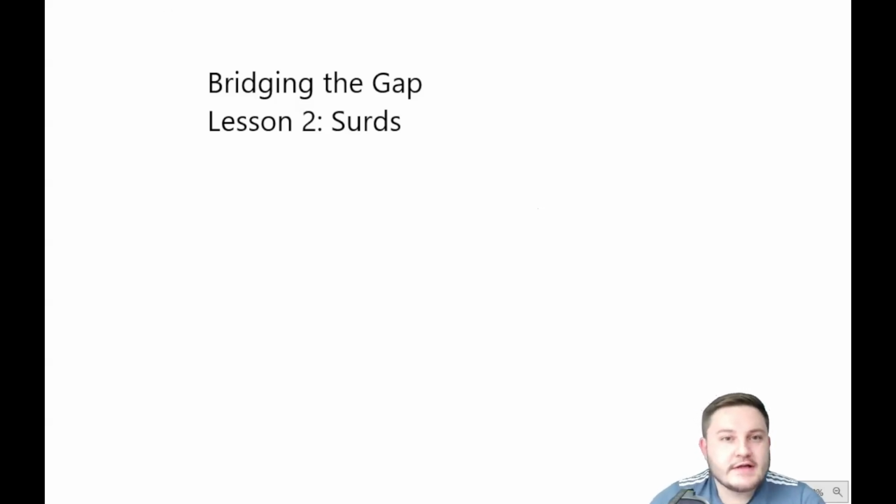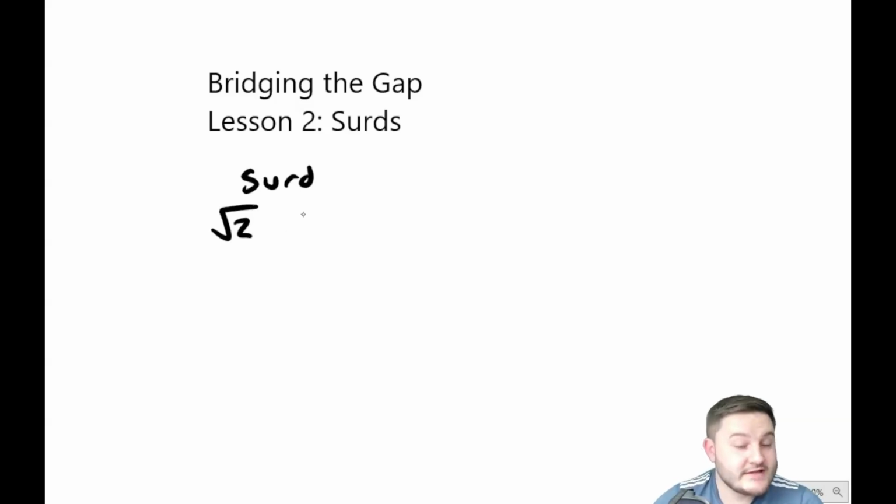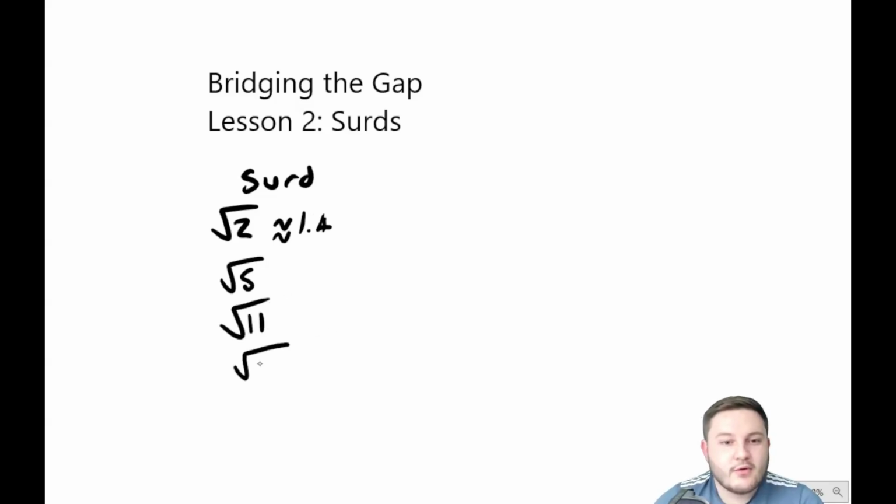Well, a surd is anything that is the square root of a number of which that answer is not a whole number. So, for example, things that could be surds, the square root of 2 is definitely a surd because this is approximately equal to 1.4, so on, but it's not a whole number. The square root of 5 is a surd, the square root of 11 is a surd, the square root of 99 is a surd. But things that are not surds, well, obviously whole numbers are not surds, so just the whole number 5 is not a surd.